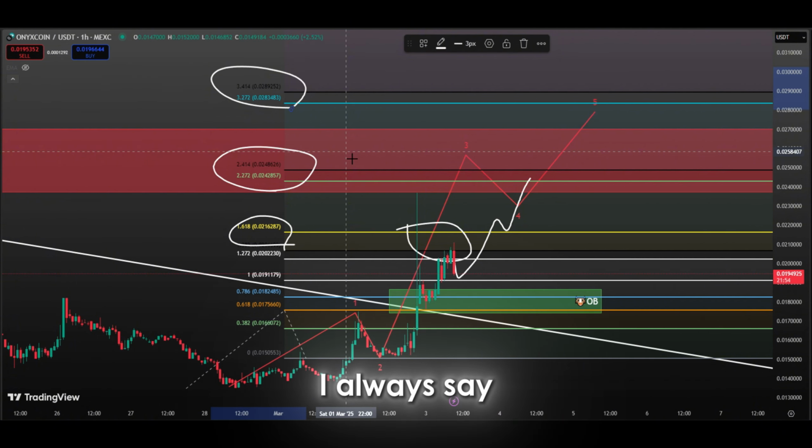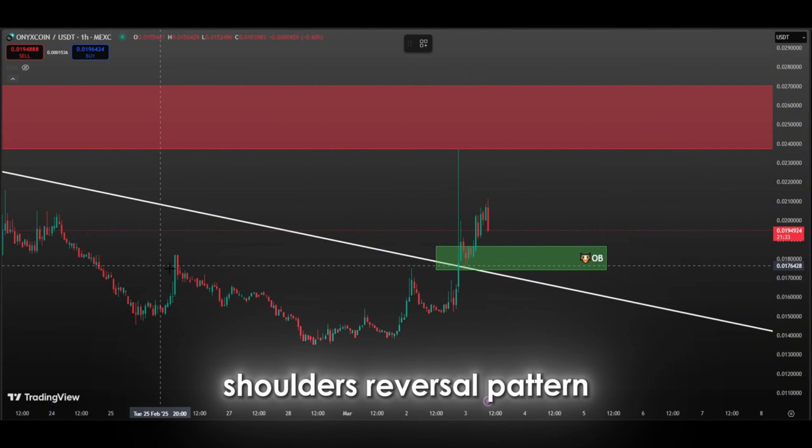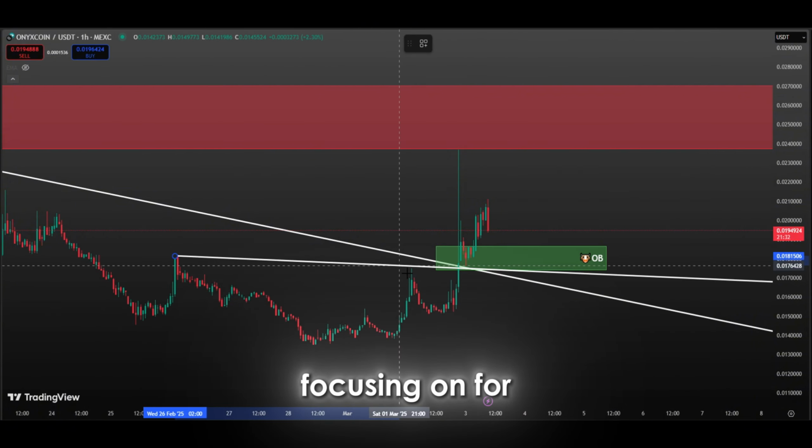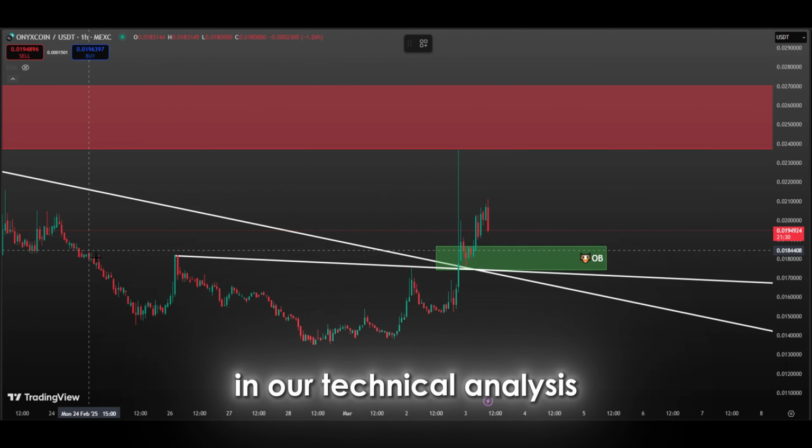And also, as I always say, the third wave comes all of a sudden and nobody knows what it is. And that's exactly what happened. It came all of a sudden and everybody was surprised. The head and shoulders reversal pattern that I've been focusing on for the last two videos has finally broken out and hit the target we set in our technical analysis.